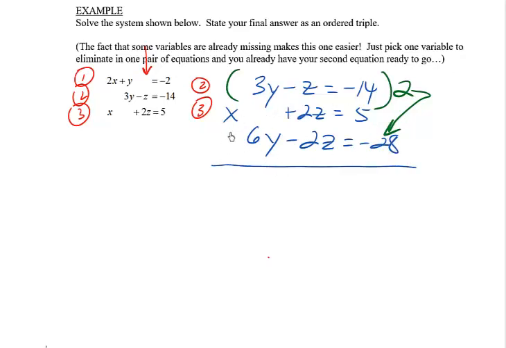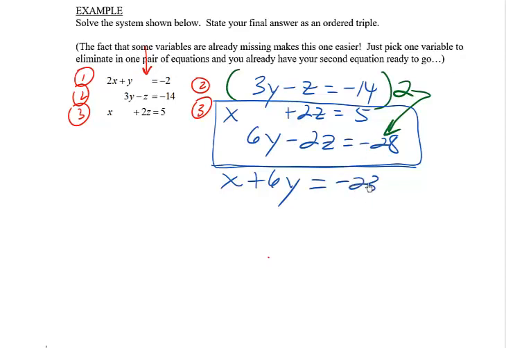I like the holes because I can only add x's with other x's, so there are no other x's. That's just x. And I can only add y's with other y's. There are no other y's. Remember, these are the two equations that we're adding together. So that just gives me plus 6y. The z's drop out, and the numbers give me negative 23. We've been calling that equation 4.